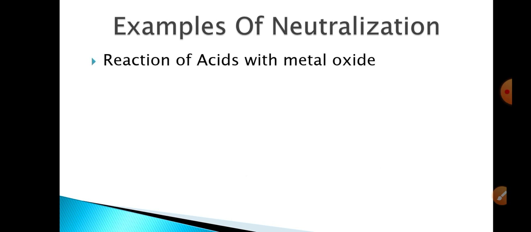So let us learn more about the examples of neutralization reaction in our day-to-day life. Reactions of acids with metal oxide. This is an example of neutralization reaction. We have learned more about this in our video Acid Bases Part 2. There we have taken the examples of metal oxides.